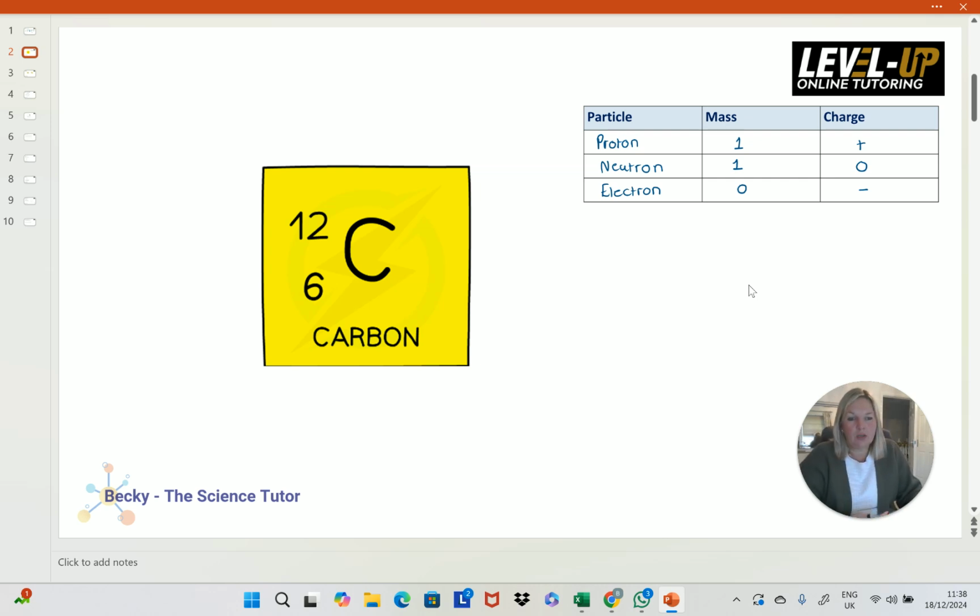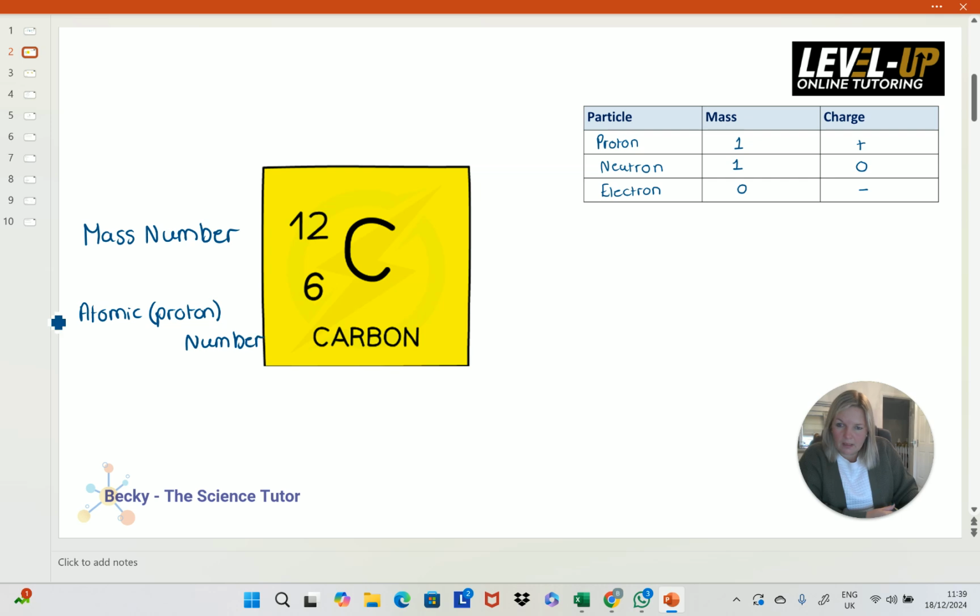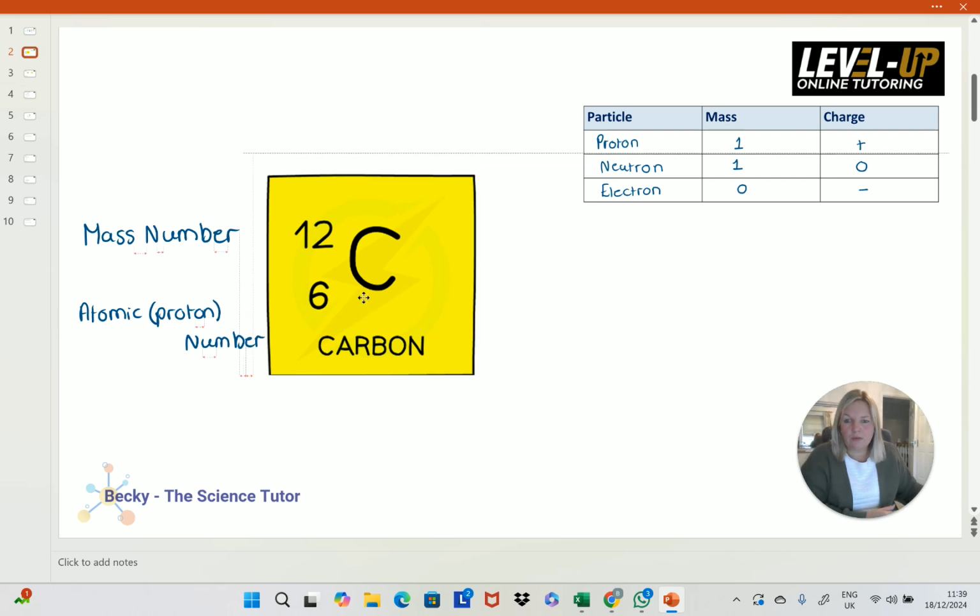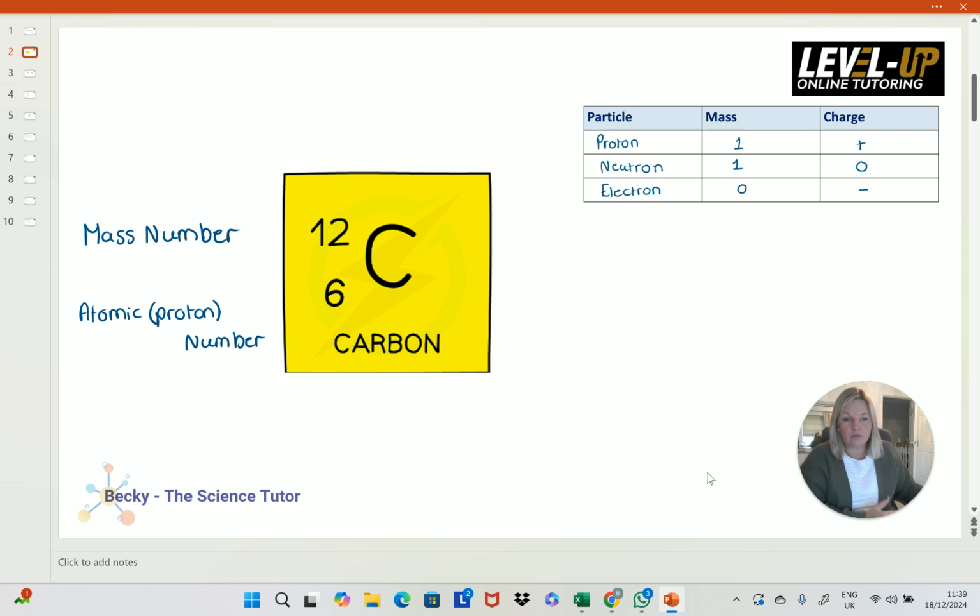Okay, so when you look at your periodic table, there is a key on there, and that will tell you that the top number is the mass number, and the lower number is the atomic, and it has in brackets proton number. Okay, so by using these two numbers we can work out how many protons, neutrons and electrons each element has.